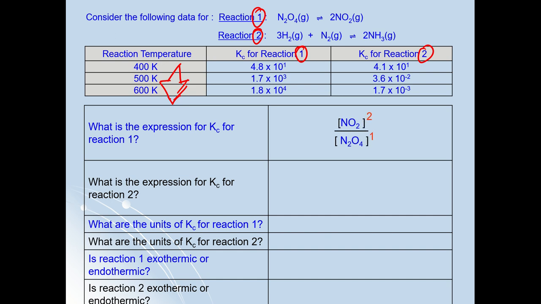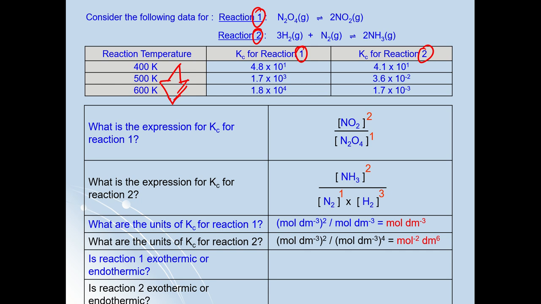Okay, so Kc expression for reaction 1 is that, Kc expression for reaction 2 is that. Very simple, we've done some of those already. You want to work out the units then. Moles to the 1 dm to the minus 3, moles to the minus 2 dm to the 6. Is reaction 1 exo or endothermic? Well, it's an endothermic reaction because, as you can see, as I increase the temperature, the Kc increases massively.